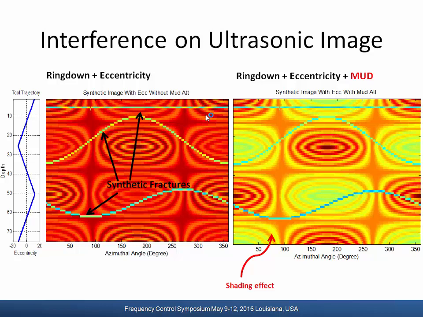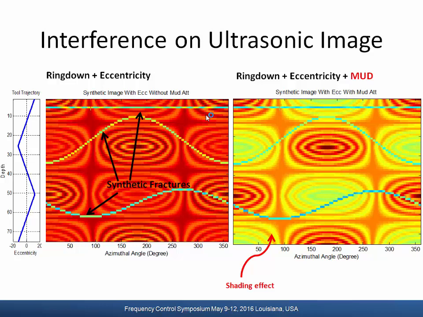And this is the image. In this image, I did not consider the mud attenuation. Now, on the right side, I consider the mud attenuation. On both of these two images, we observe the wood grain pattern, which is very similar to the previous field example I showed. And moreover, when I consider the mud effect, I duplicate the shading effect.